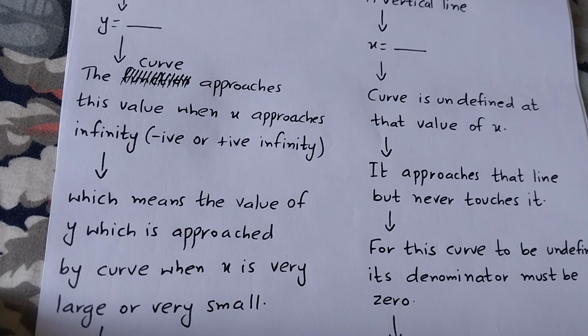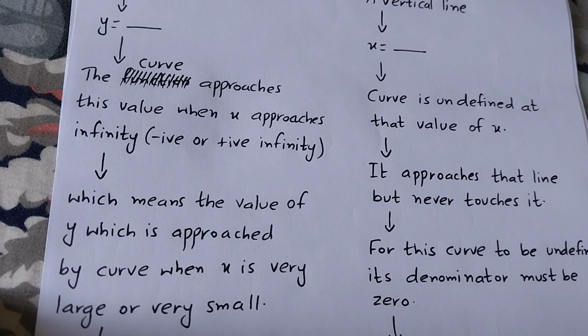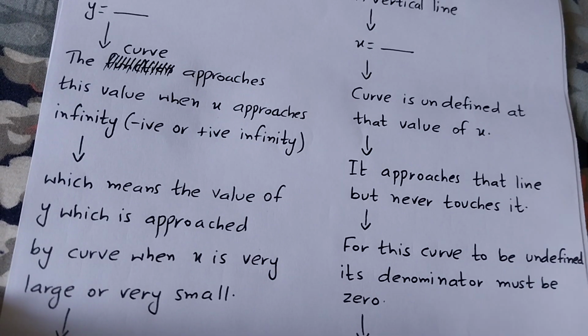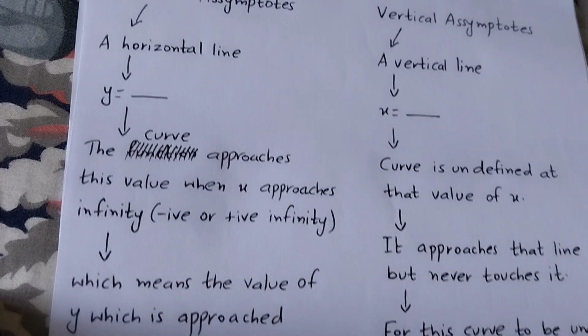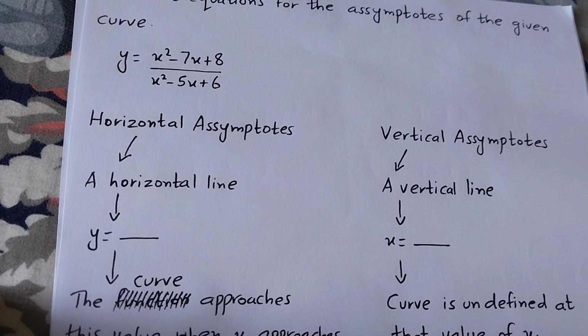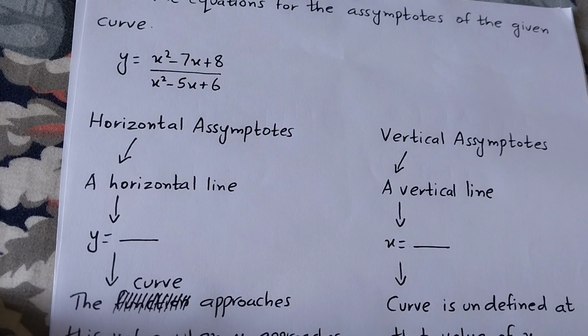infinity means a very large positive number and negative infinity means a very small number. We can say a very small number, because whenever numbers increase in negative direction, they become smaller. So we want to find the value of y which this curve approaches when x becomes very large in positive direction or x becomes very large in negative direction.